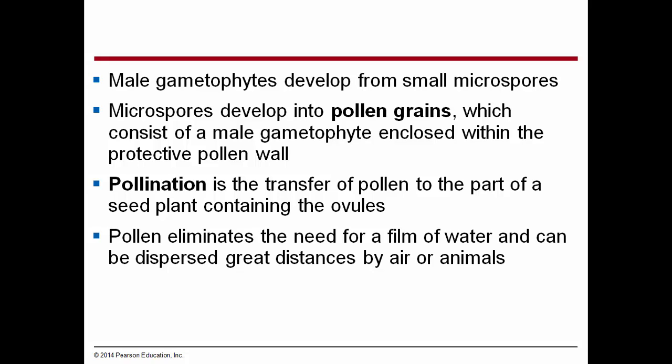Male gametophytes develop from small microspores. Microspores develop into pollen grains, which consist of a male gametophyte enclosed within a protective pollen wall. Pollination is the transfer of pollen to the part of the seed plant containing ovules. Pollen eliminates the need for a film of water and can be dispersed great distances by air or animals.